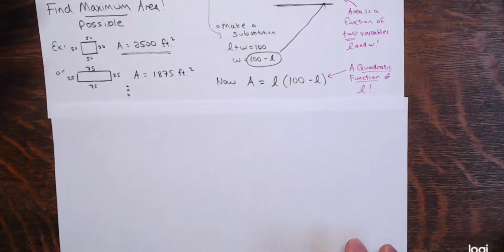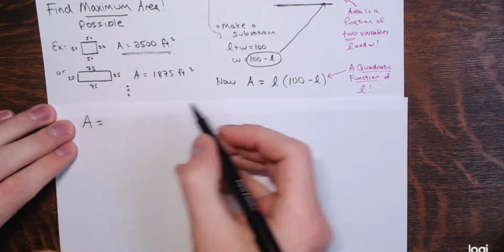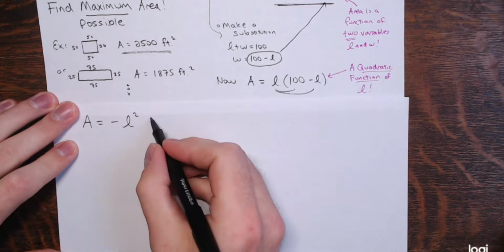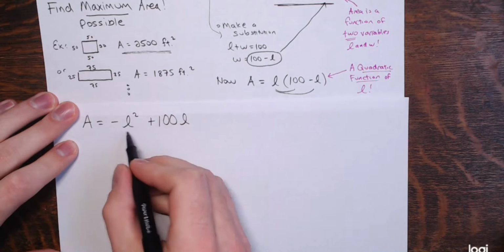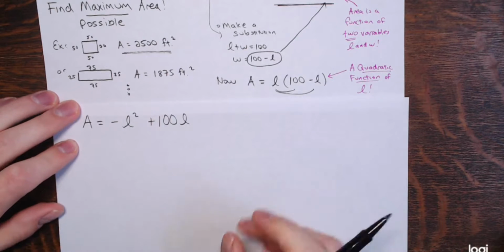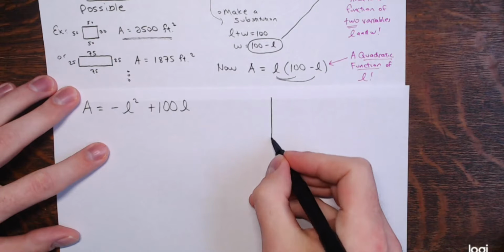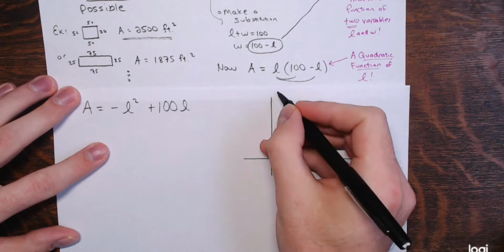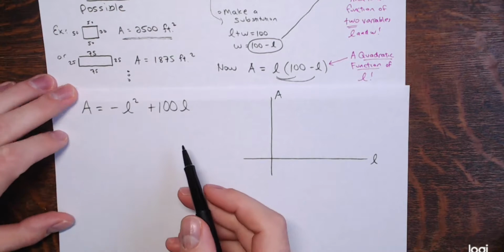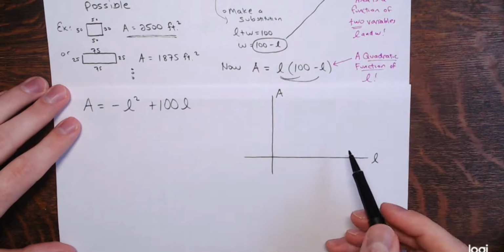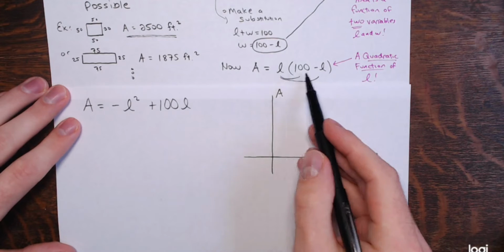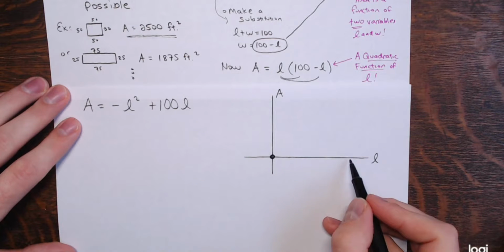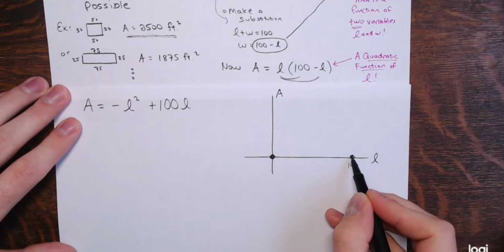So now we have A equals, and if I distribute the L here, that would be negative L squared plus 100L. Do you see the quadratic function now with L squared? So when I'm graphing areas, the horizontal axis is going to be L's, vertical axis will be A's. Instead, you can change them to Y and X if you want. Now from the factored form, I see that when L is 0, the output would be 0. When L is 100, the output would be 0 as well.